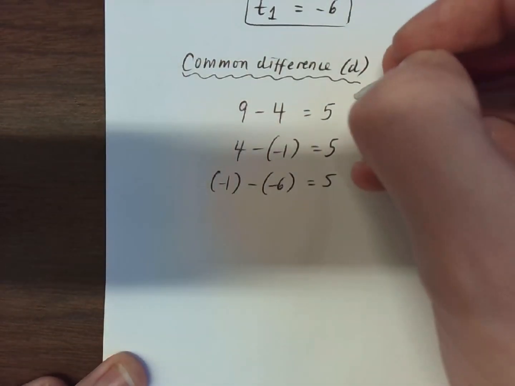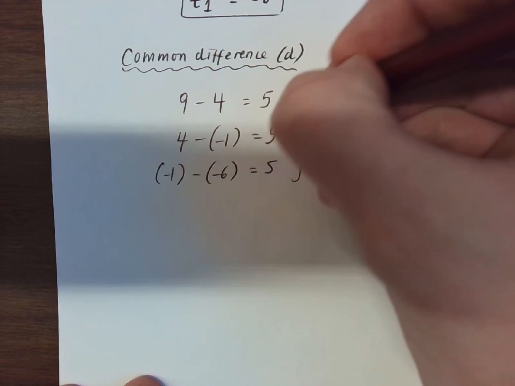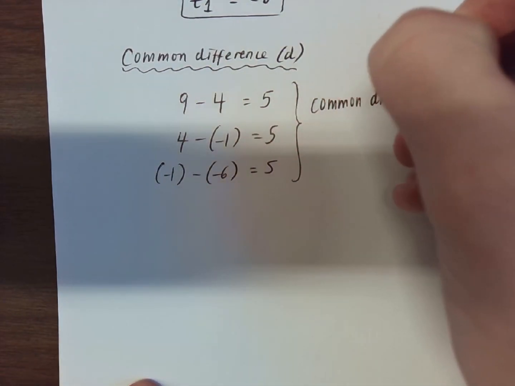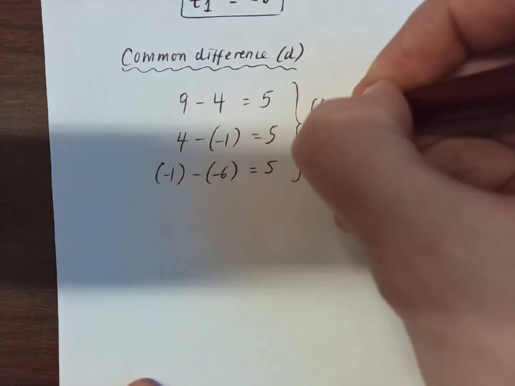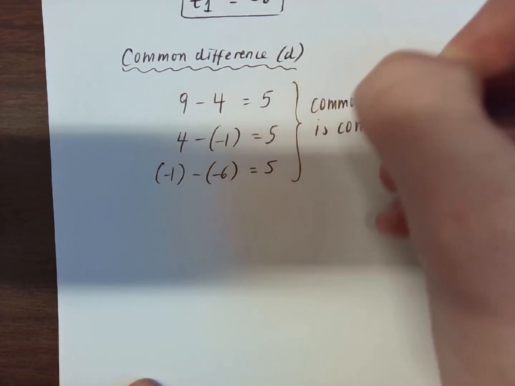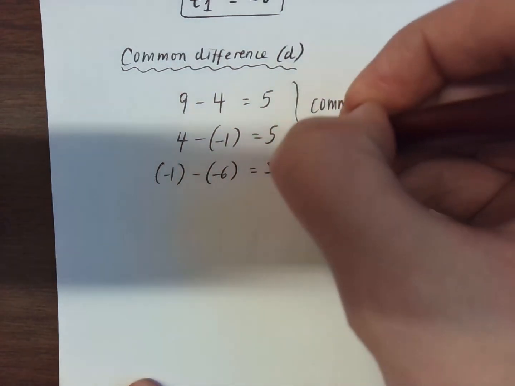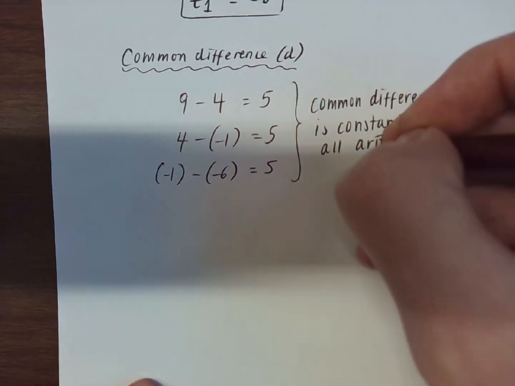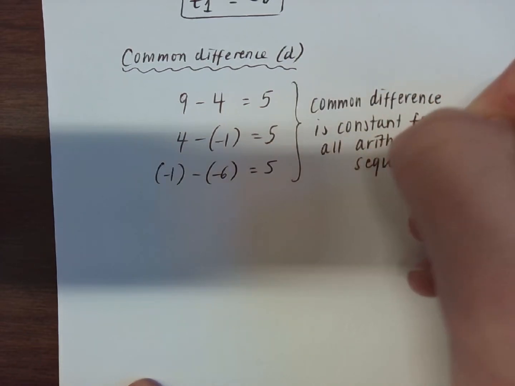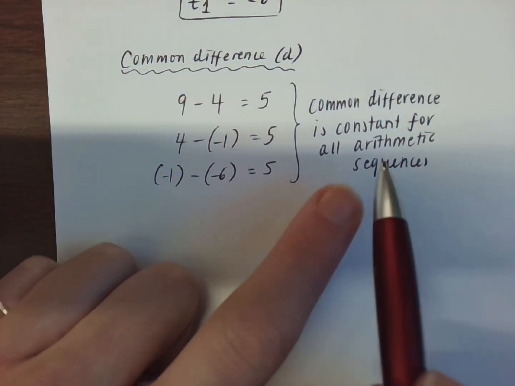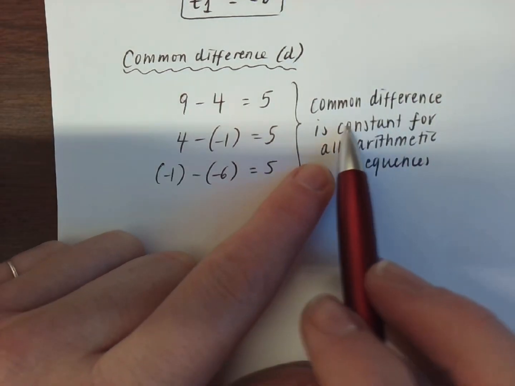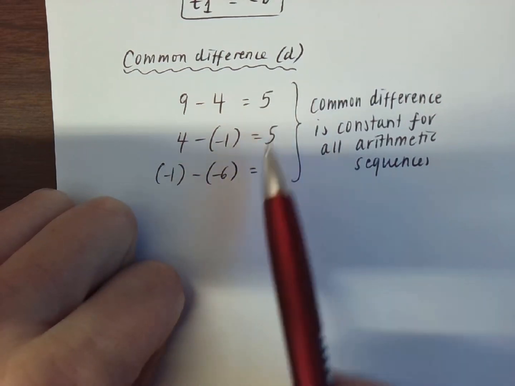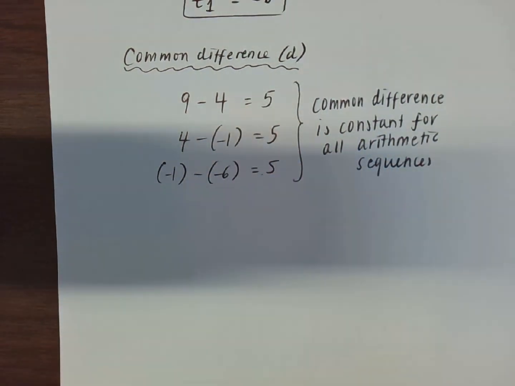So the common difference is constant for all arithmetic sequences. What I mean is that, for any particular arithmetic sequence, the common difference stays the same. If the common difference is 5, it's always going to be 5.